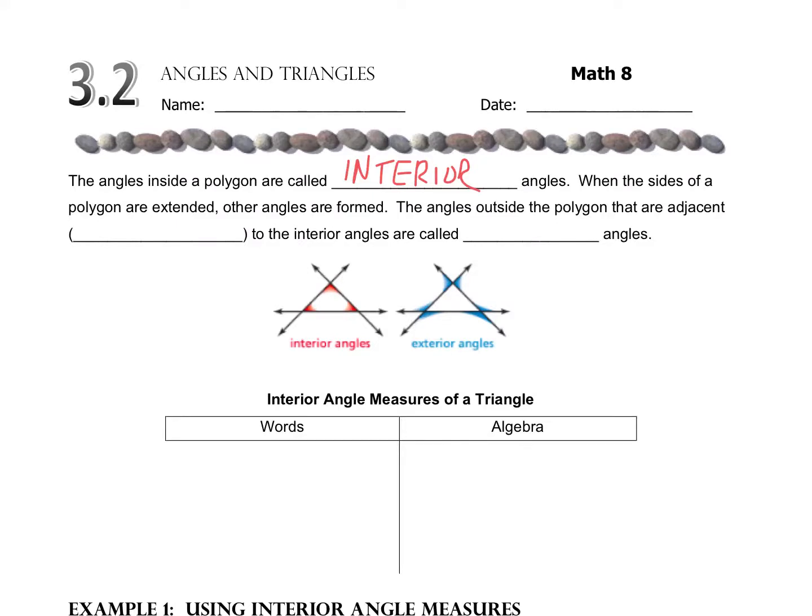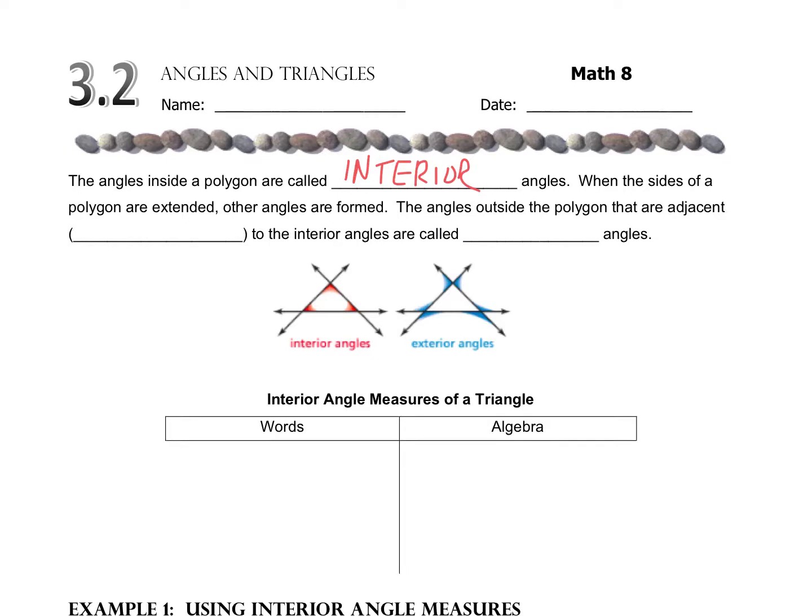Today we're talking about angles and triangles. The angles inside a polygon are called interior angles. Obviously the word interior has the word "in" in it, so hopefully that will help you. When the sides of a polygon are extended, other types of angles are formed.